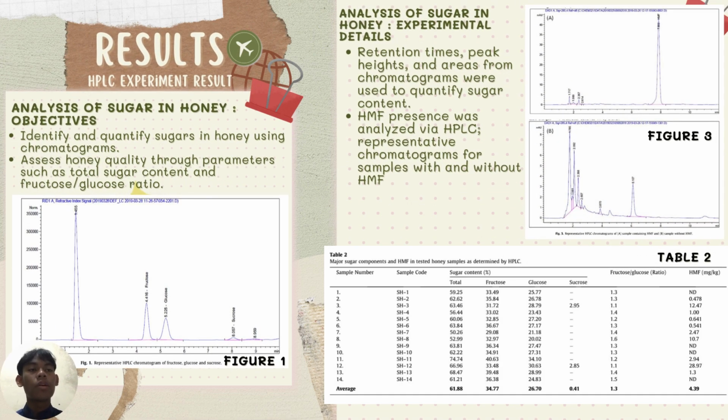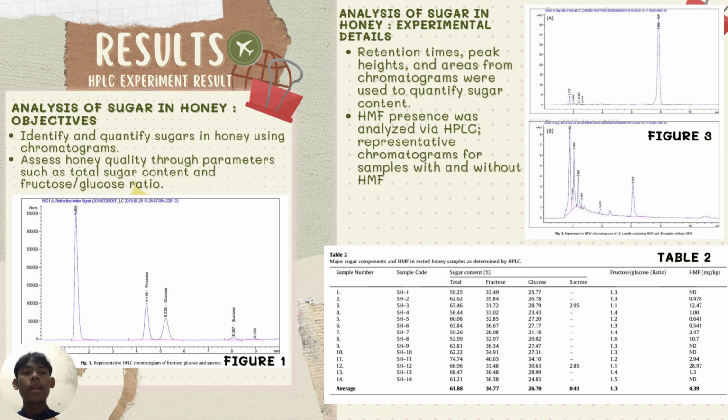Now is the analysis of sugar in honey by HPLC experiment. The first objective is to identify and quantify sugar in honey using chromatogram, as shown for sugar peaks in figure 1. The second objective is to assess honey quality through parameters such as total sugar content in table 2 and fructose-glucose ratio. The second point is experimental details: retention time, peak height and area from chromatograms shown in figure 1 were used to quantify sugar contents.